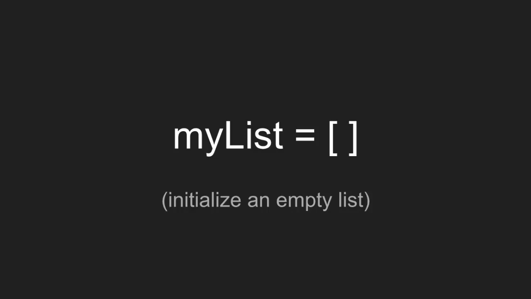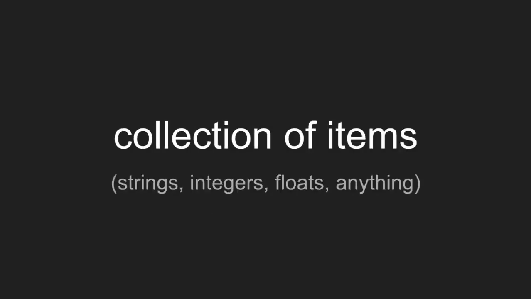My list is a variable, and it is assigned the value of a list. A list is denoted by these square brackets. Empty square brackets initialize a variable to an empty list. We can also initialize it with certain values, but in this case, it's an empty list. It's a collection of items, and we can store anything within this collection.